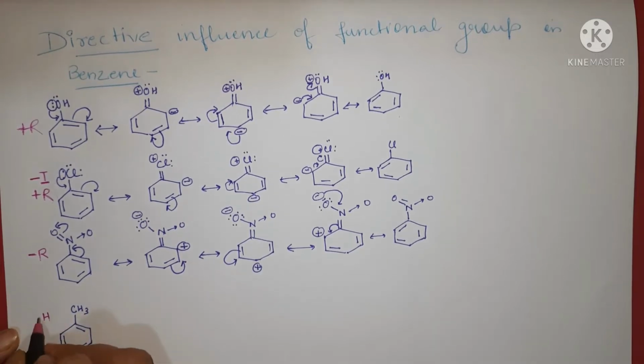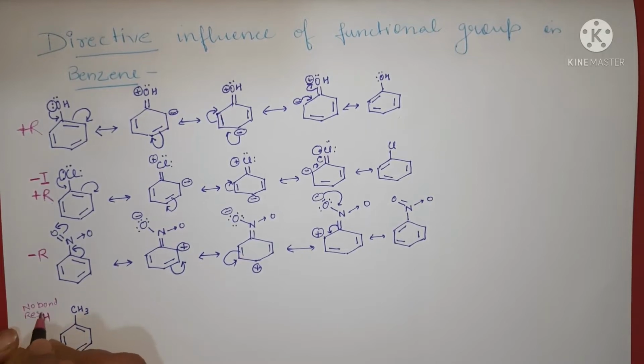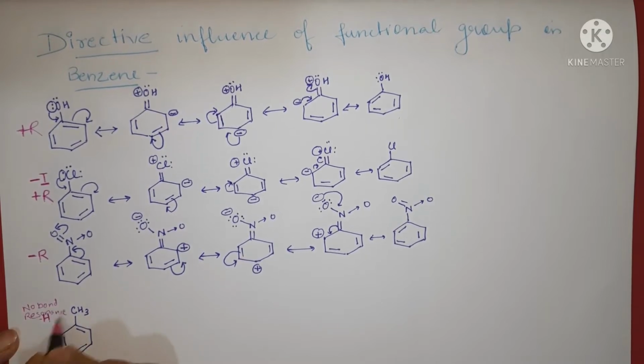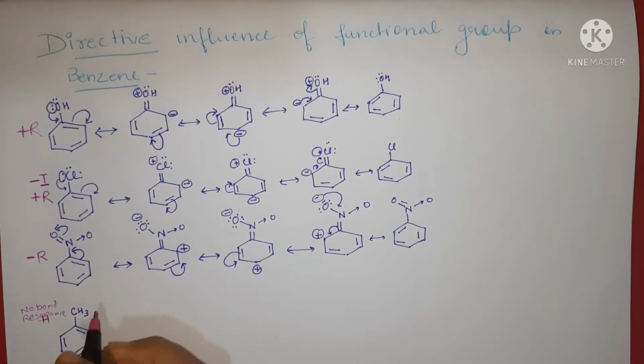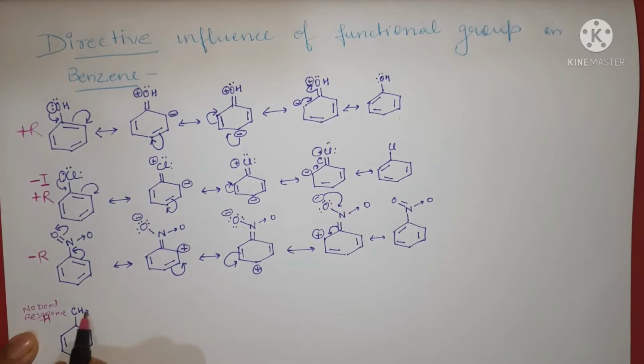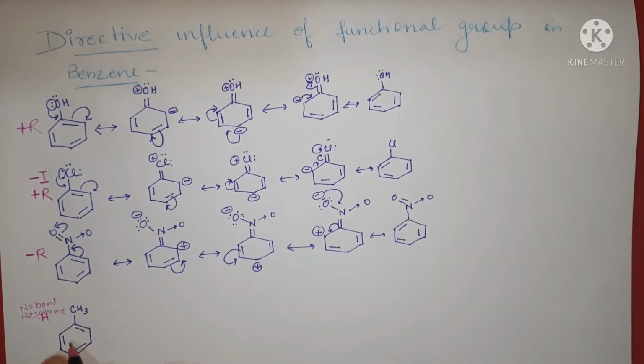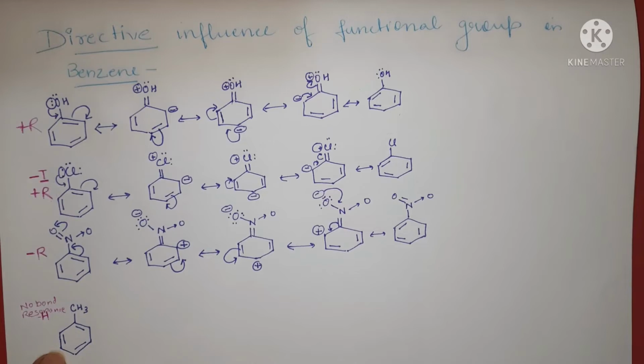and we call it hyperconjugation as no bond resonance also. All right, but due to this hyperconjugation, the electrons of one of the carbon hydrogen bond makes the resonating structure and revolves in this benzene ring. So let's see how it happens.